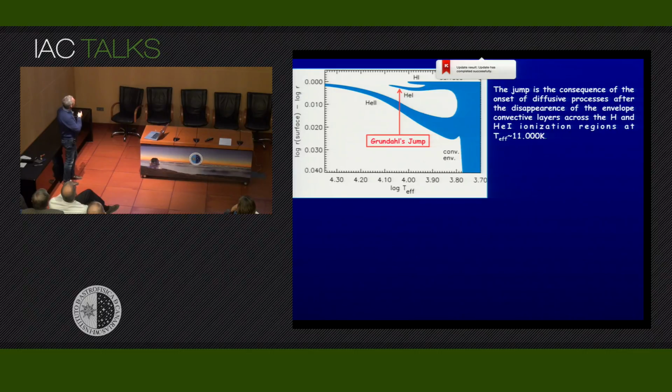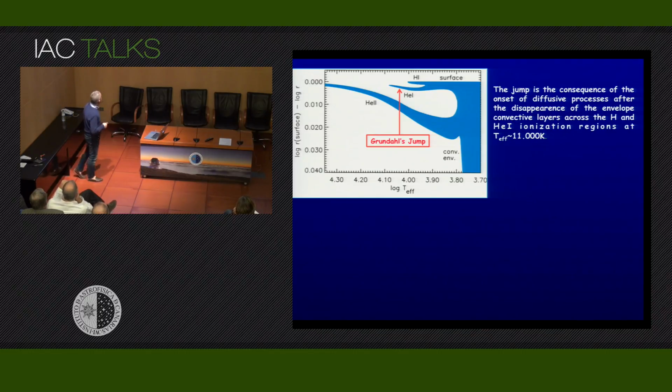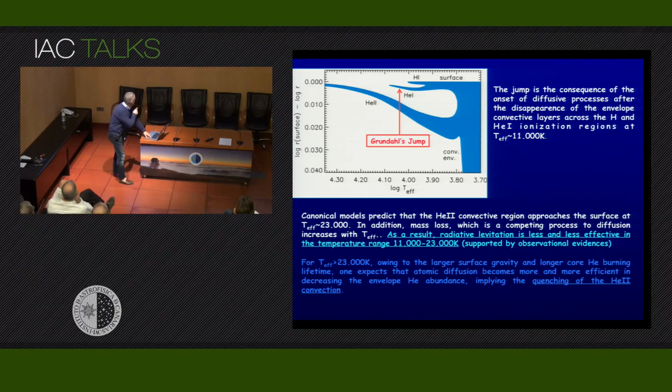But at 11,000 degrees, that is more or less here, both the convection zones associated with hydrogen 1 and helium 1 disappear. So the outer layers are stable against convection, and radiative levitation and diffusion can start to work. There is nothing erasing the effect of diffusion and levitation. So this is the reason why we now understand why at 11,000 degrees all these peculiarities appear. And also, following the trend of the convective zone, we can explain why at the very extreme portion of the horizontal branch the radiative levitation should disappear, because the helium-2 convection zone approaches the surface.